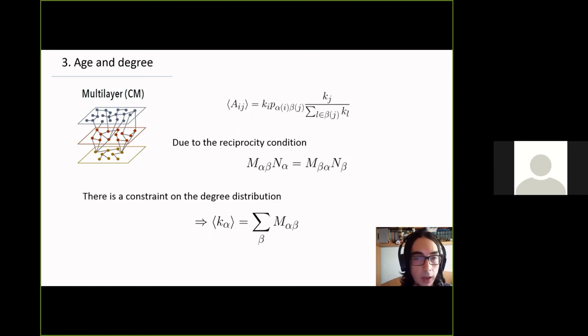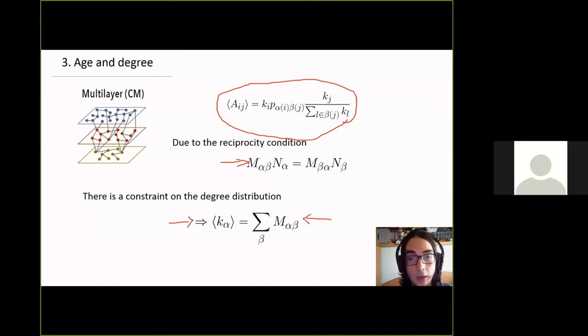But there is a thing here. We know that in the age mixing matrices, there is a reciprocity condition. What is a reciprocity condition? Well, it says that the number of links going from, in this case, group alpha to group beta has to be exactly the same as the number of links going from group beta to group alpha. Since these groups not necessarily have exactly the same size, we have this condition here. The point is that if we include this condition, we see that for this to be true, this thing here also has to be fulfilled. So the average degree in each layer is determined by the age mixing patterns of the population. This is essentially what is joining the two things.